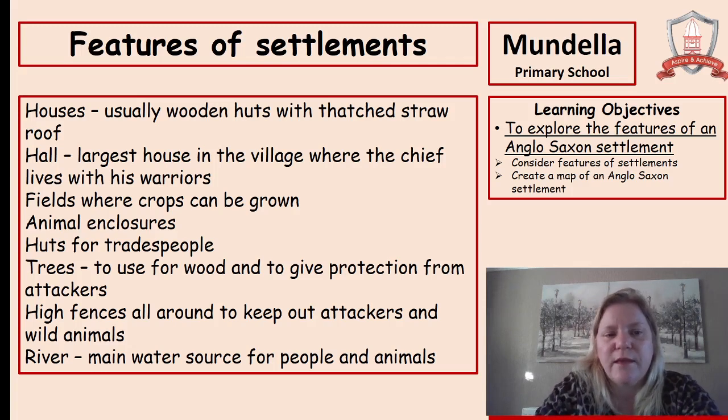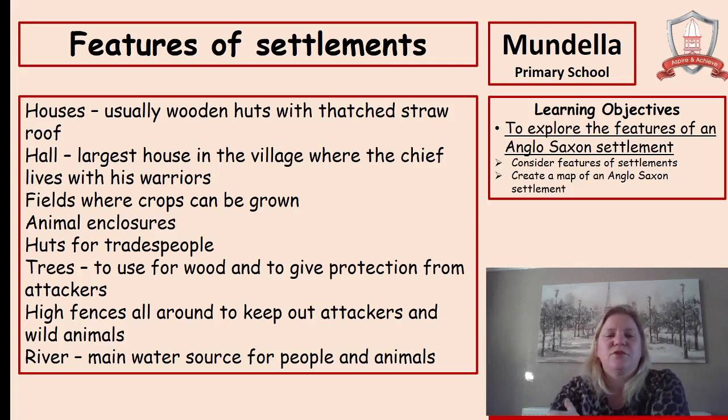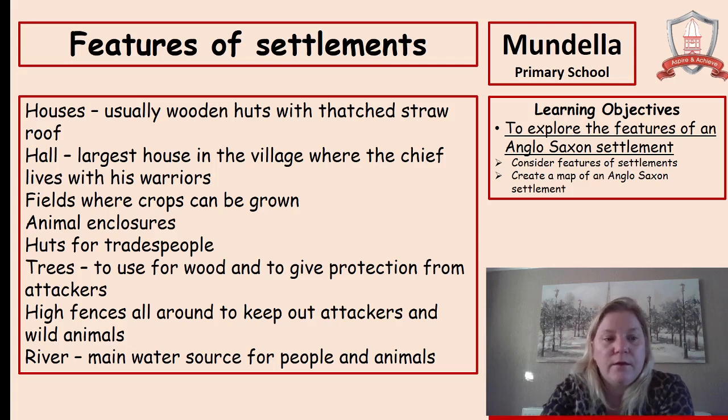So houses, they were usually wooden huts with thatched straw roof, but they sometimes used something called wattle and daub as well. You'll find out a bit more about that in the video. They had a hall, which was the largest house in the village, and the chief lived there with his warriors, so the head of the village.